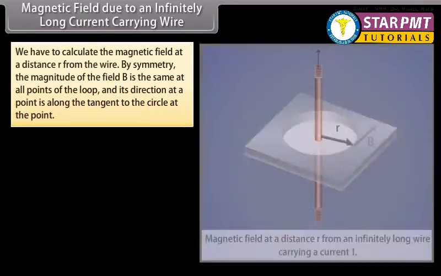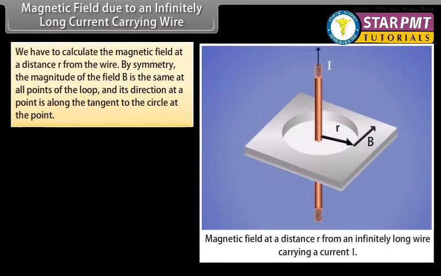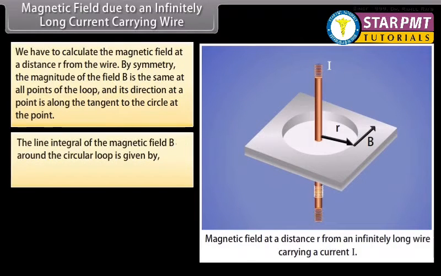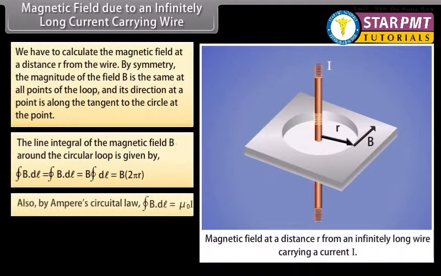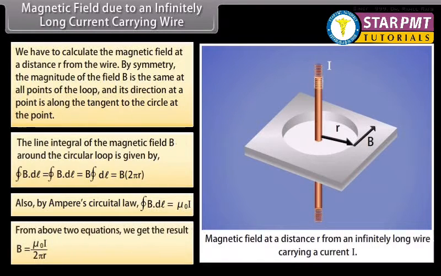Magnetic field due to an infinitely long current-carrying wire. We have to calculate the magnetic field at a distance r from the wire. By symmetry, the magnitude of the field B is the same at all points of the loop, and its direction at a point is along the tangent to the circle at the point. The line integral of the magnetic field B around the circular loop is given by the product of B and 2 pi r. Also, by Ampere's Circuital law, the closed integral of B dot dl is equal to mu naught I. From the above two equations, we get the result B is equal to mu naught I divided by 2 pi r.